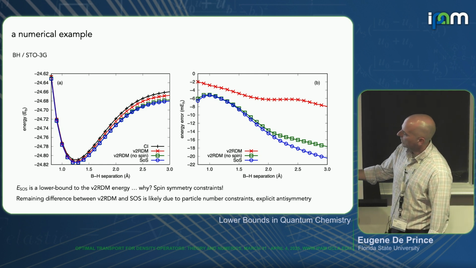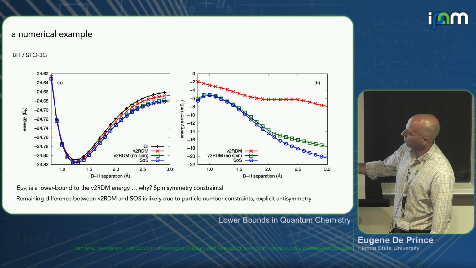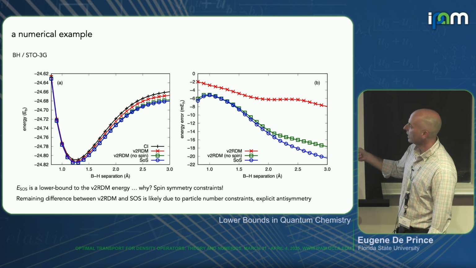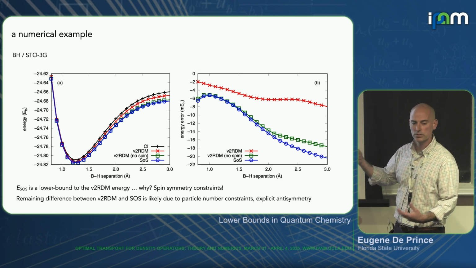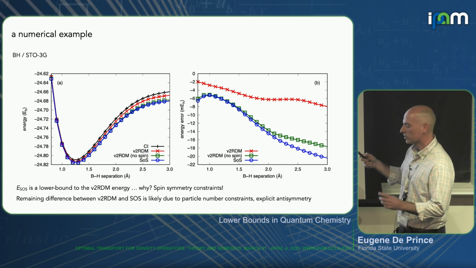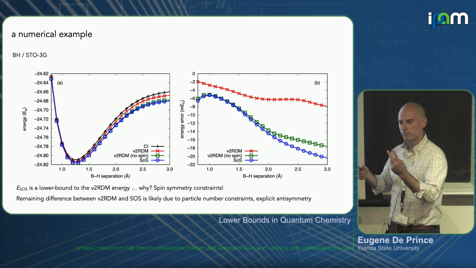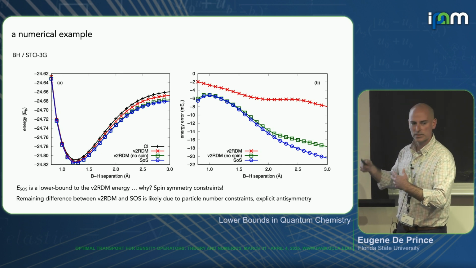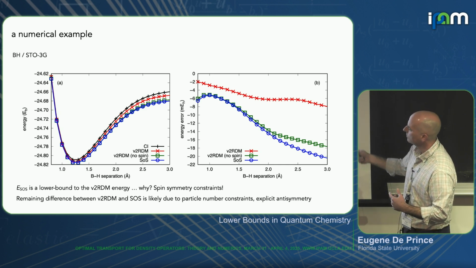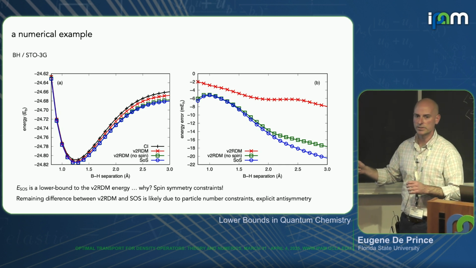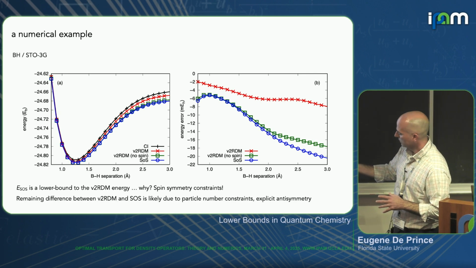OK, so now, if I remove at least the spin symmetry constraints from the V2RDM calculation, then I see much better agreement between these two approaches. But they're still not quite the same. The SOS energy still is a lower bound to the V2RDM energy because there's still particle number constraints. And it's also much easier to enforce anti-symmetry properties in the V2RDM problem than it is to enforce the same properties in the SOS problem. So anyway, they're close to each other. There are certain limits where you can make them look exactly the same, but not in this case.